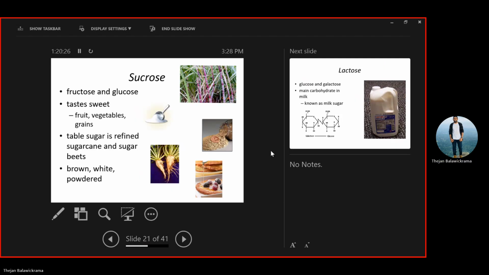Right. Next one, we'll go to sucrose. Sucrose, we know. Just like glucose, your family with sucrose as well. Maltose, the previous one which we were talking about, is the reaction between a glucose molecule and another glucose molecule. Sucrose is the product of the reaction between a glucose molecule and a fructose molecule.